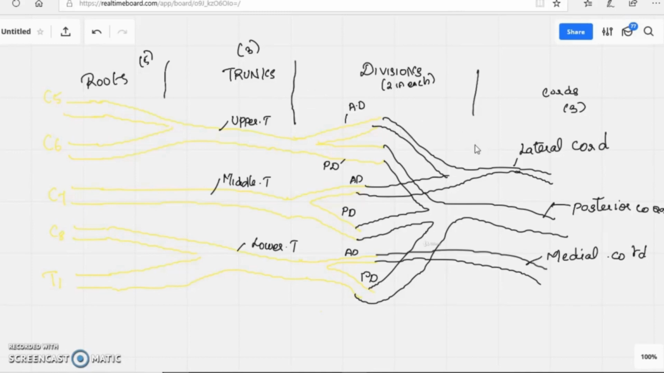Now how is it going to terminate? It terminates by giving branches arising from these cords. So we have branches arising from the lateral cord, posterior cord and medial cord. From the lateral cord we will get 3 branches, and the posterior cord and medial cord give 5 branches each. So altogether from the brachial plexus we are getting 13 branches. This is a very simple way of knowing the brachial plexus in an easier diagram, and it is very useful for you to draw in your exam also.